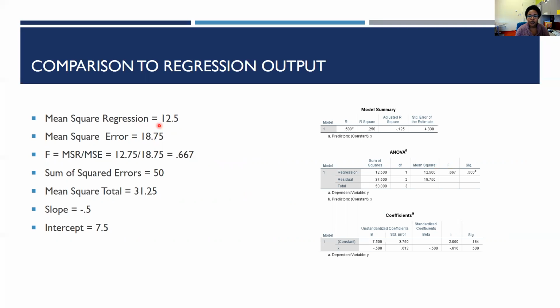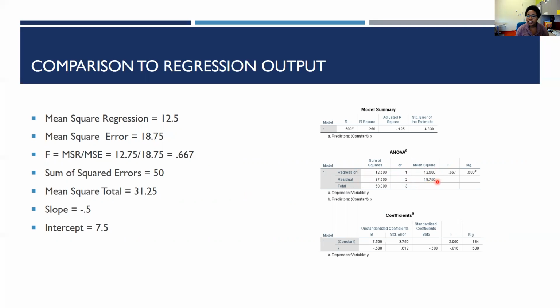The mean square regression is right here. And you can see in SPSS it's actually labeled mean square regression. Stata is going to label them slightly differently, but don't let that confuse you. So our mean square regression, 12.5 here. There's our sum of squares. We divide by our degrees of freedom, get our mean square regression.